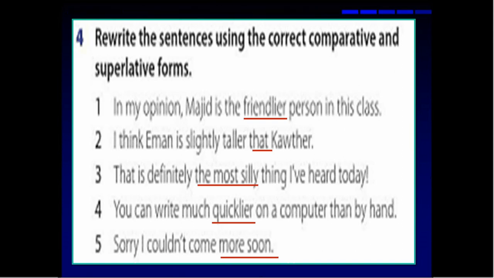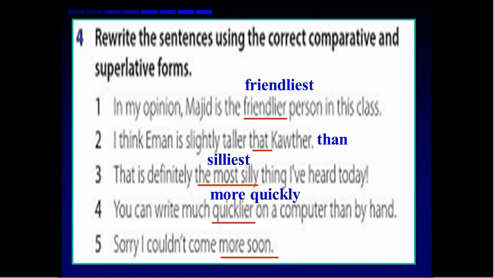Our correction for number 1, it will be friendliest. Number 2, than. After er, we have than. Number 3, silliest. Number 4, more quickly. Number 5, sooner. Okay.